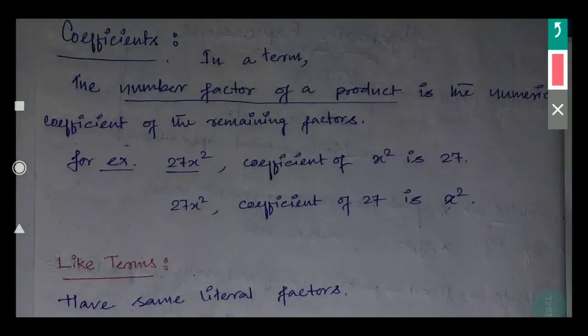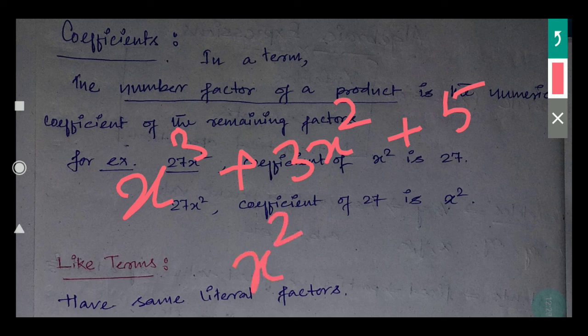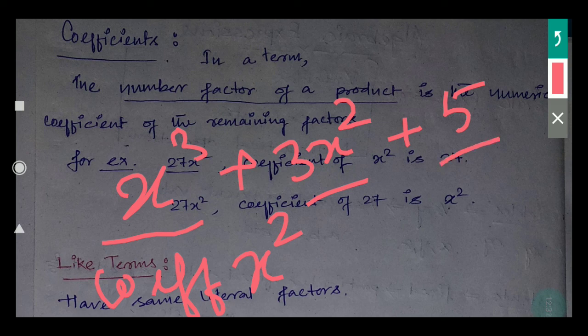Suppose one example is given: x cube plus 3x square plus 5. This is one algebraic expression. The question asks, find the coefficient of x square. First of all, you find in which term x square is there. In this term x cube, this term x square is there, this term it is not there. So that means in this term your x square is there.